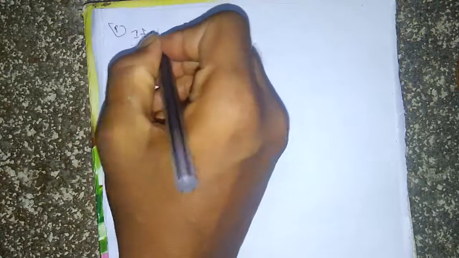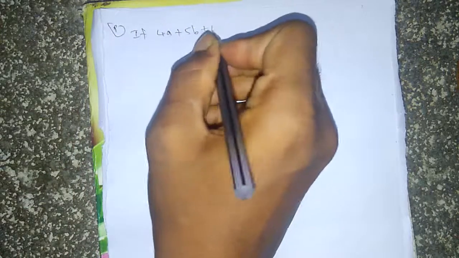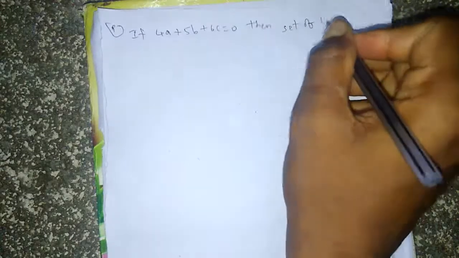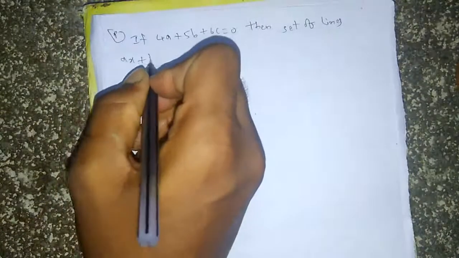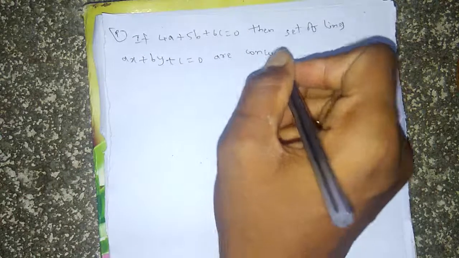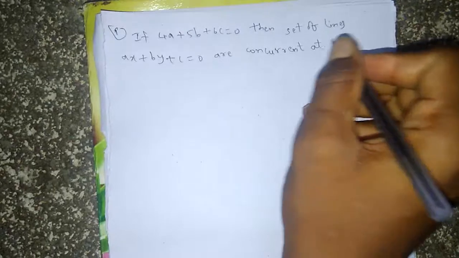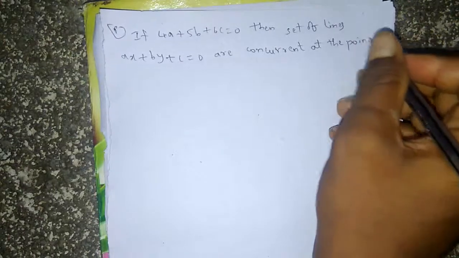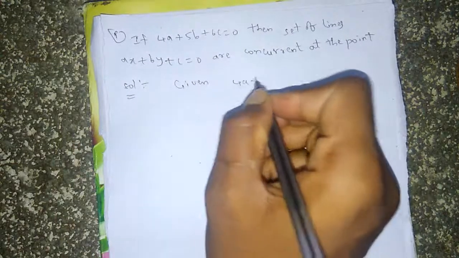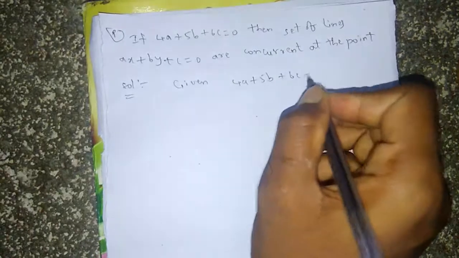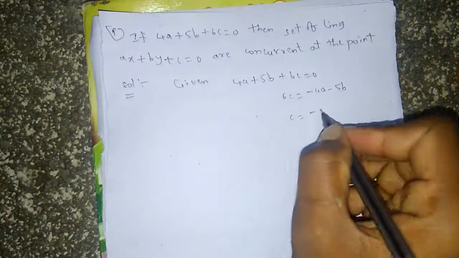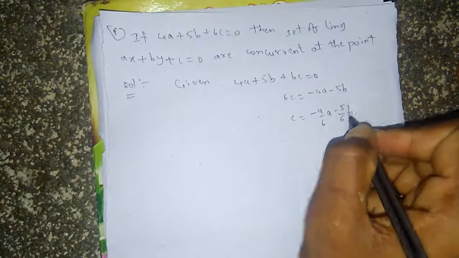Next problem is, if 4a + 5b + 6c = 0, then the set of lines ax + by + c = 0 are concurrent at the point... Here given 4a + 5b + 6c = 0, so 6c = -4a - 5b, c = -4/6 a - 5/6 b.